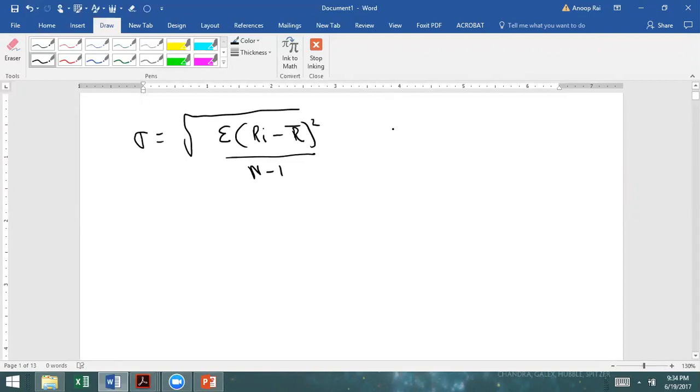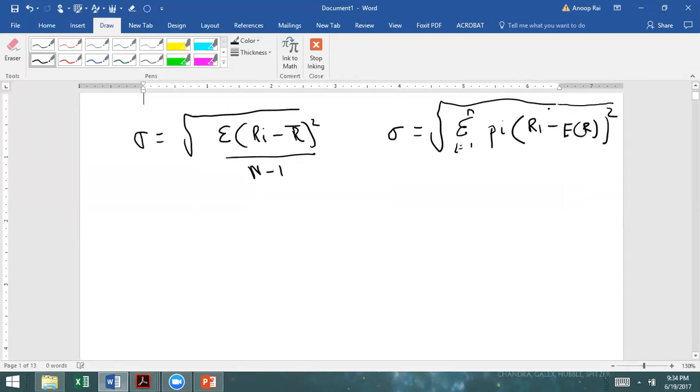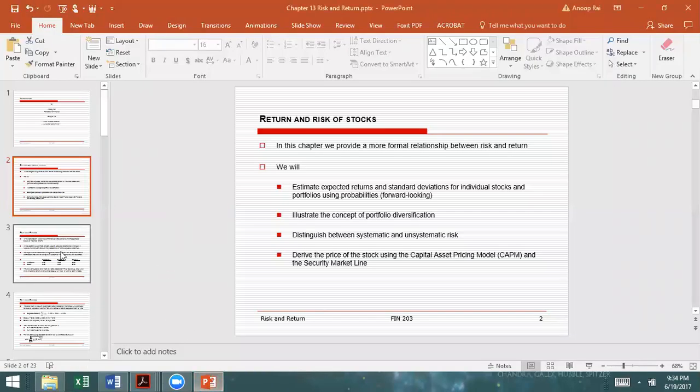But the alternative way, the forward-looking way, is something similar, except with sigma, i running from 1 to n, we just multiply by pi, the probability, times Ri minus what we call the expected R, squared, and take the square root of that. Sounds very difficult, but it's not. Again, as I told you, don't be intimidated by formulas. We'll break this formula down just like we did the other one.